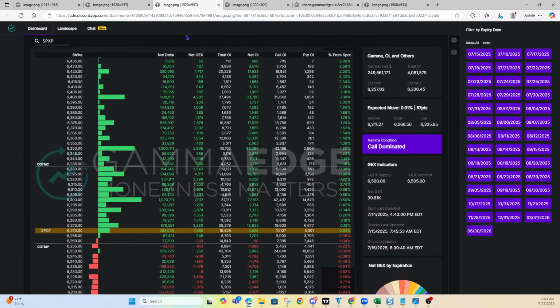So moving on to the SPXP, these are our speedboats. Obviously, these contracts turn over more rapidly as indicated by the purple tiles over here. Call dominated above and below spot price. Decent amount of net GEX there, almost 40,000. Again, expected move 0.91, so 57 points. Spot price here at 62.70.